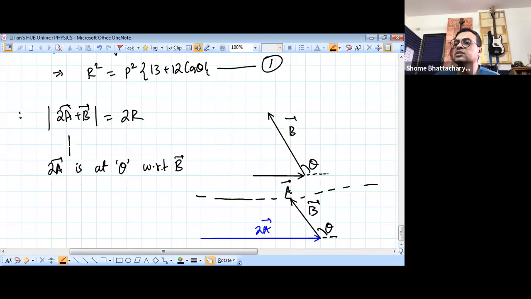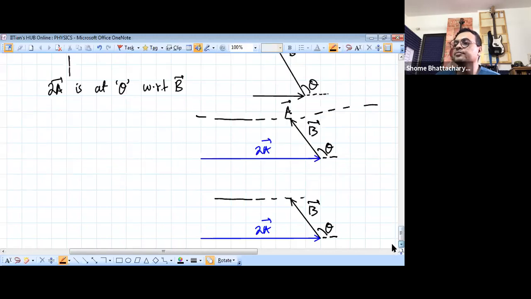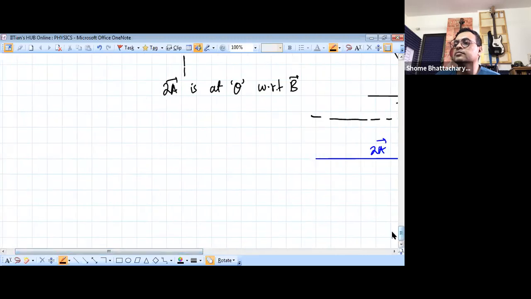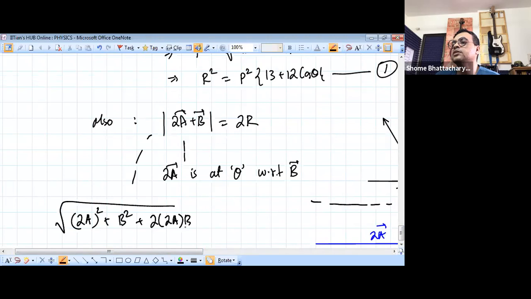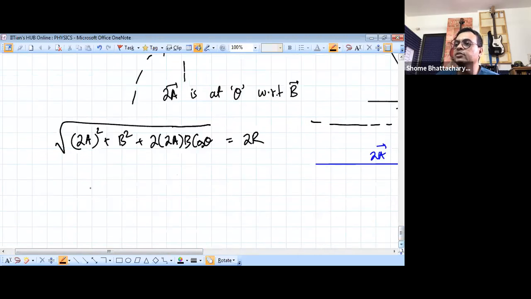So in the second diagram, you see this angle theta will be the same. So this relation, when we write it in terms of mod, what will it become? It will become the square root of (2A) whole square plus B square plus 2 times 2A into B into cos of the same angle as the first equation I wrote. This should be equal to how much? 2R. So compare this equation with the earlier one. The magnitude of A has become doubled, but the direction has not changed, so the angle theta has remained the same. So this will become how much?